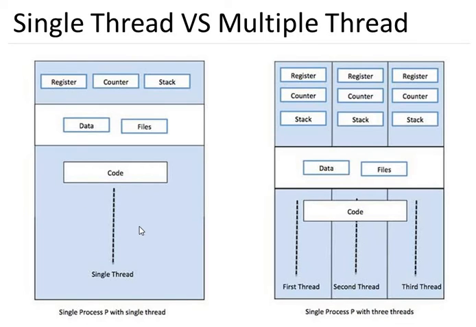But once the multi-threading concept is introduced in processing, you can see there are a total of 3 threads: first, second and third. They all share the code, that means the address space. They all share this data and files, that means the IO resources. But they all have their own register, counter and stack.